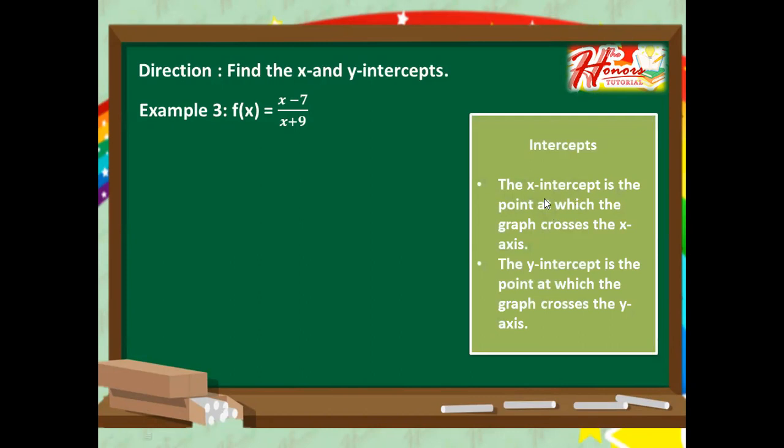For the x-intercept, it is the point at which the graph crosses the x-axis. And for the y-intercept, it is the point at which the graph crosses the y-axis. So this is our example: f of x equals x minus 7 over x plus 9. So let's solve first for the x-axis or x-intercept.